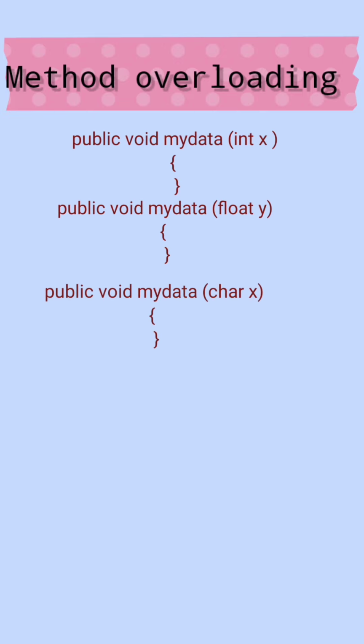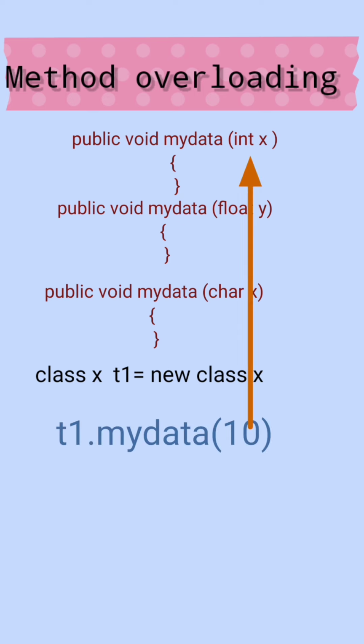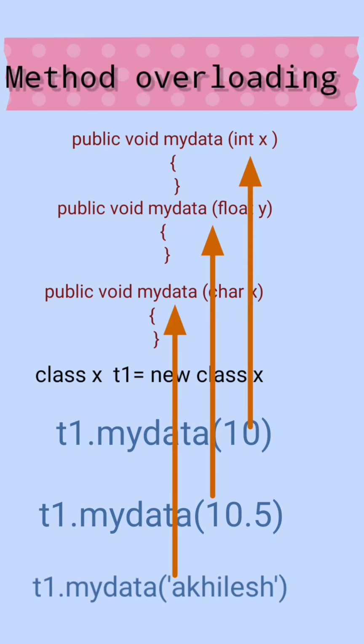We have three methods of the same name and different data types of argument, that is int x, float x and char x. Then we have an object t1 of a class which contains these methods. With the help of this object and the method, I am passing different types of arguments. They will call their respective methods depending upon the data type of the argument.